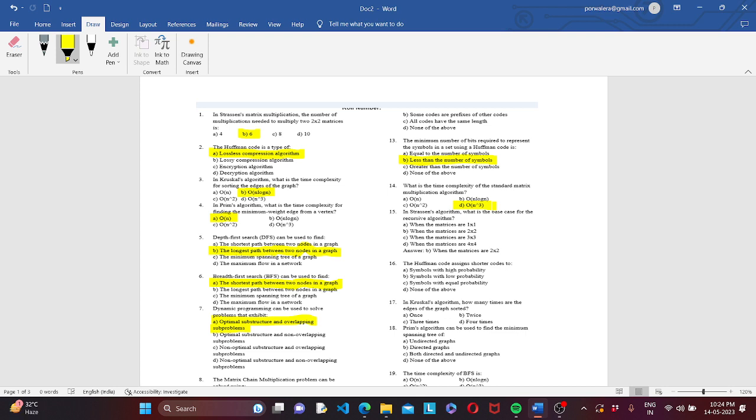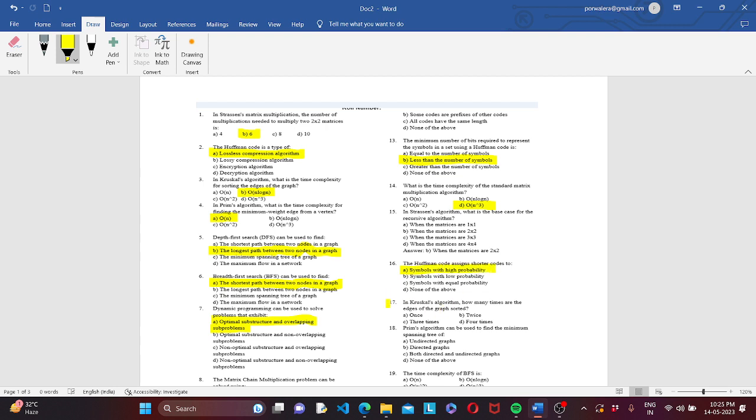Now, in Strassen's matrix algorithm, what is the base case for the recursive algorithm? So the base case would be symbols with high probability. So the answer would be option B, symbols with higher probability.